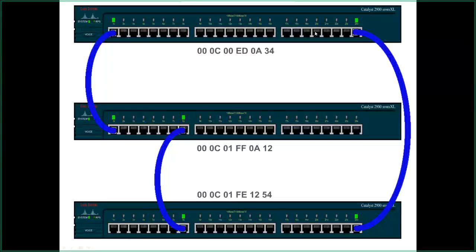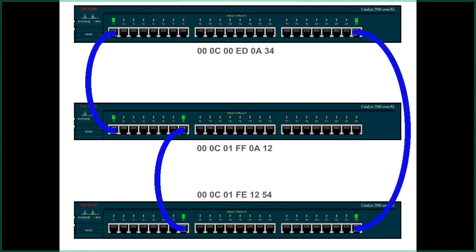So where's our root bridge? Here. Why? Because by default, every device has the same priority. And the MAC address is the deciding factor. So the top device becomes our root bridge. So our middle device now has two paths to the root bridge, and so does our bottom device.